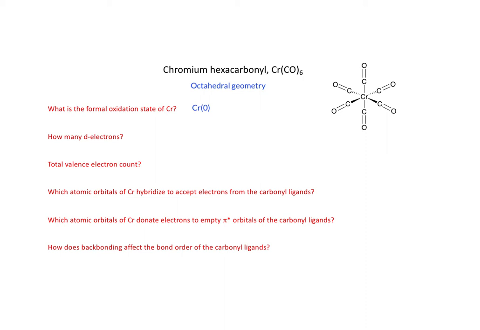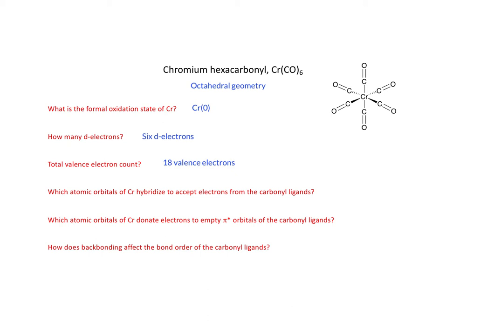Chromium is in group 6 of the periodic table. Therefore, chromium 0 has 6 d electrons. If we add the 6 d electrons to 6 carbonyl ligands, each contributing 2 electrons, the total valence electron count is 18 electrons.